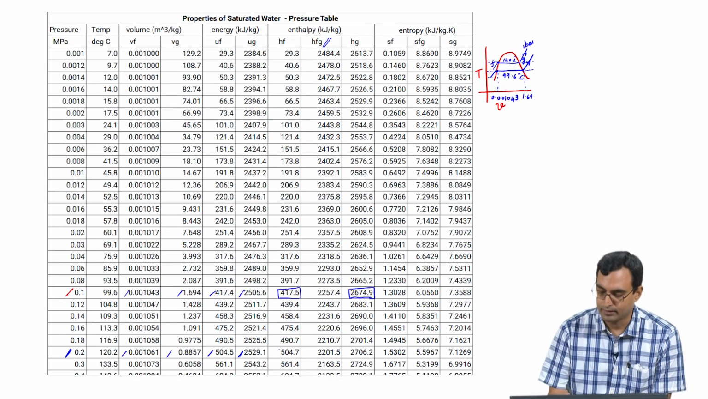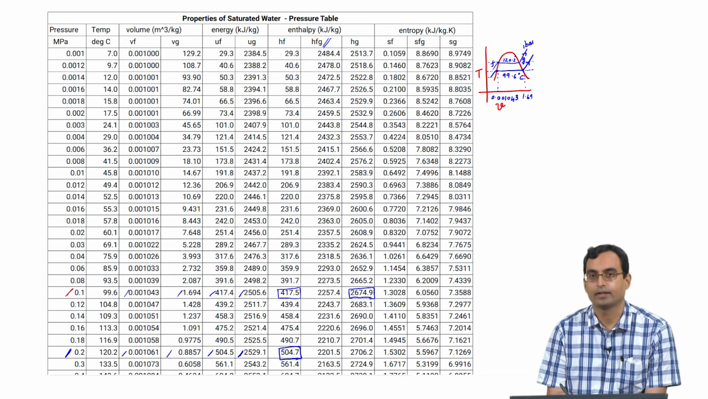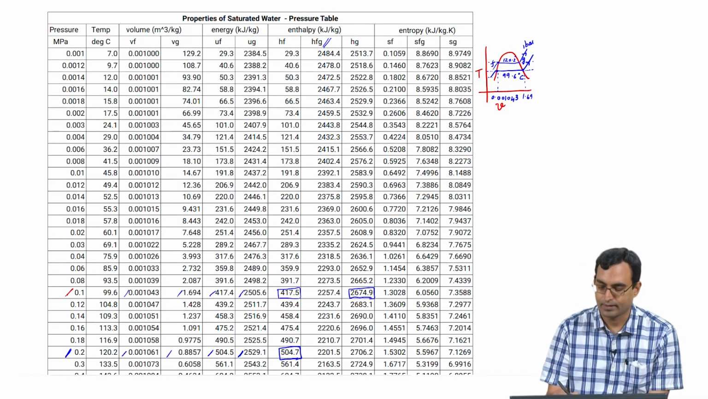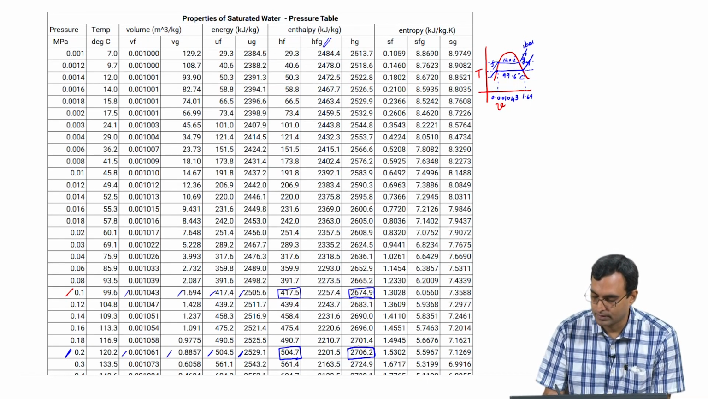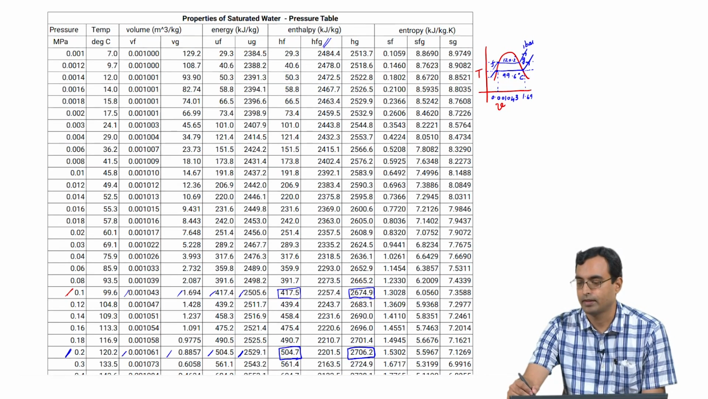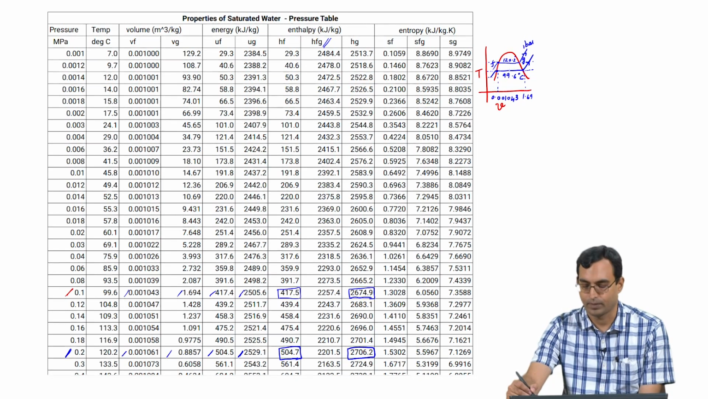The enthalpy of the liquid at the boiling point, pure liquid at the saturation condition at the boiling point, is higher than it was, and it is also higher for the vapor. So, the vapor at this point has a higher enthalpy than the vapor at this point. The liquid over here has a higher enthalpy than it had at this point.